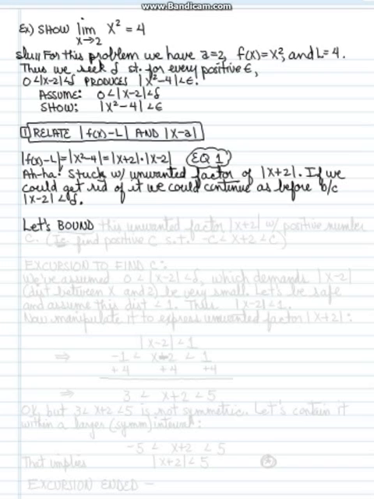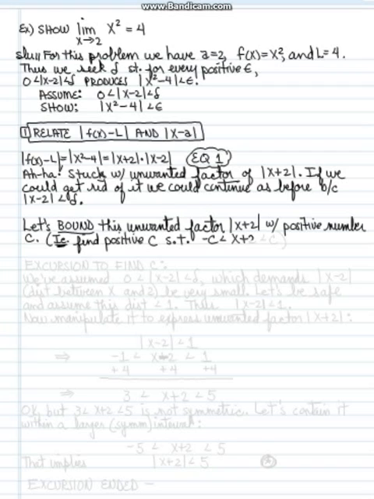Okay, let's bound this unwanted factor, absolute value of x plus 2, with a positive number c. In other words, we're going to find a positive value c such that we have a symmetric interval around x plus 2: negative c less than x plus 2 less than c. To do this, we're going to take an excursion. We're going to take a little jungle cruise in a hunt to find this value c.